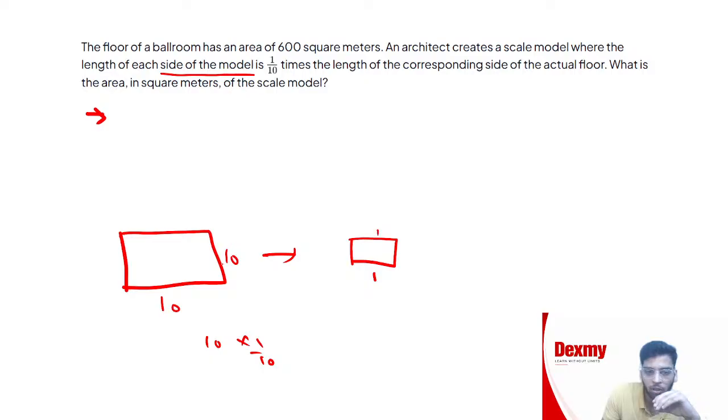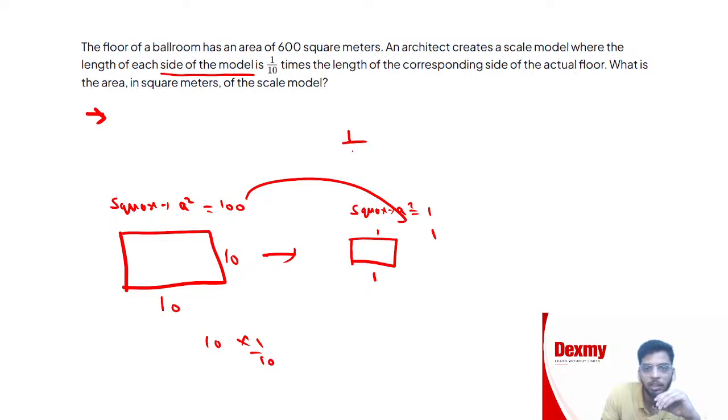So what will be the area for the square? Square area is side squared. If we take side 10, it will be 10 into 10, 100. What will be the area for the small square? The side is 1, so the area will be 1. You can see it has converted from 100 to 1. So area will get multiplied by 1 by 100 times. So my 600 will be multiplied by 1 by 100, so it will be 6. My final answer will be 6.